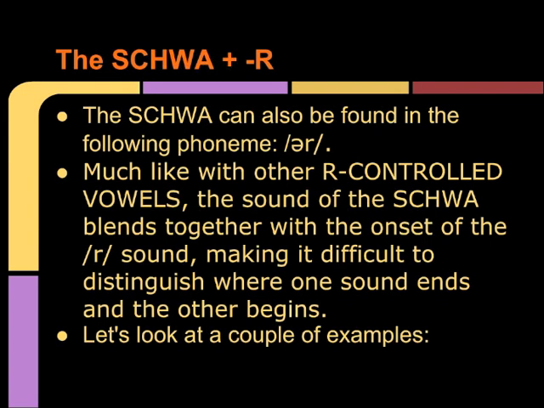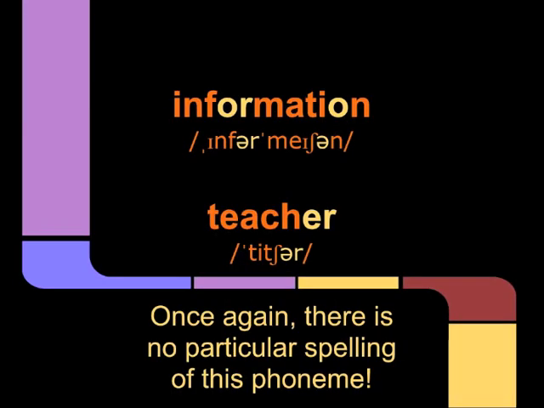Much like with the R-controlled vowels, the sound of the schwa blends together with the onset of the R sound, making it difficult to distinguish where one sound ends and the other begins. Let's look at a couple of examples. Information, teacher.